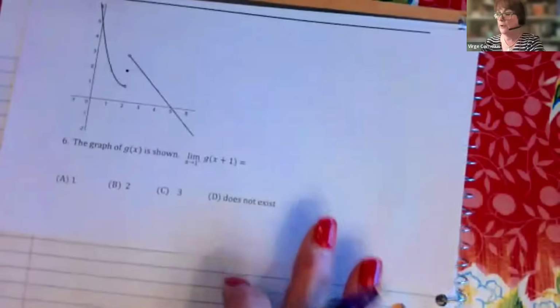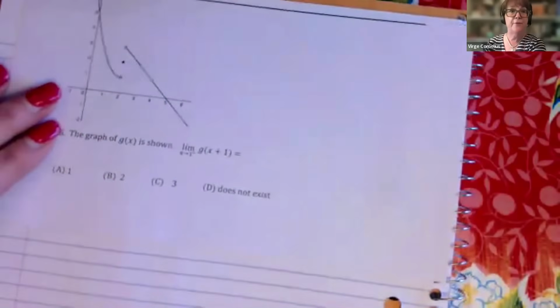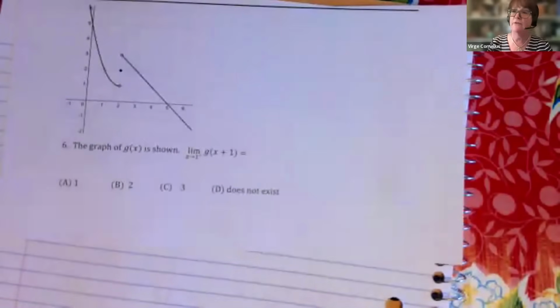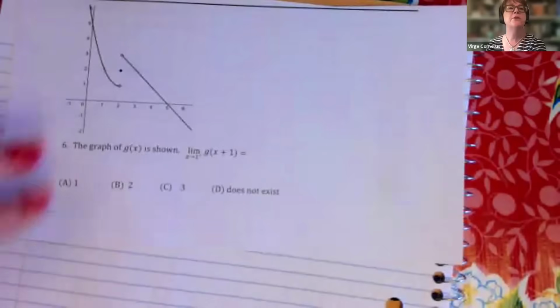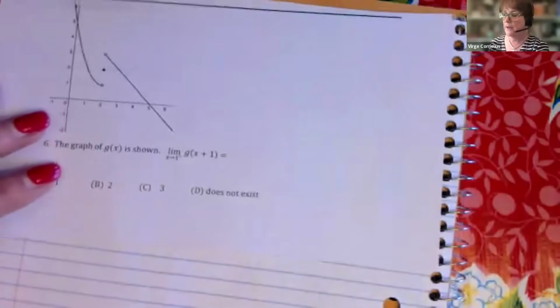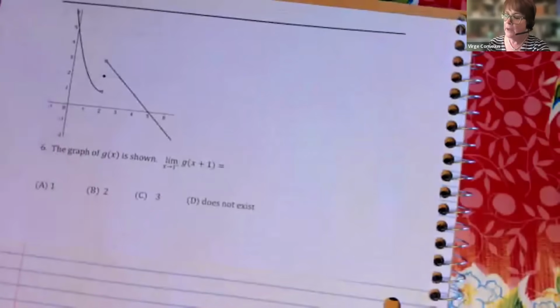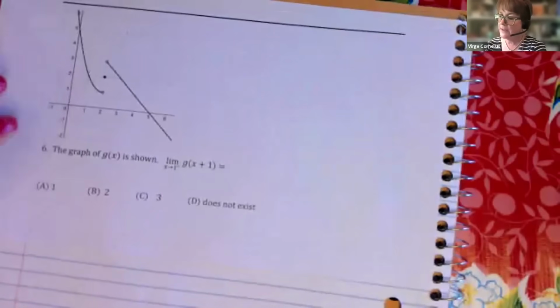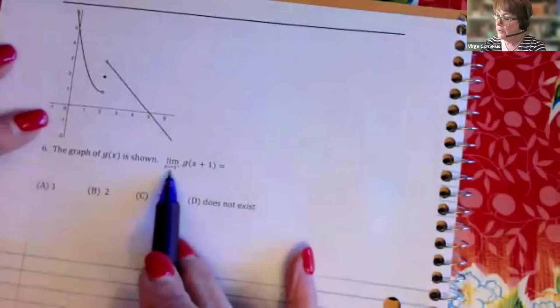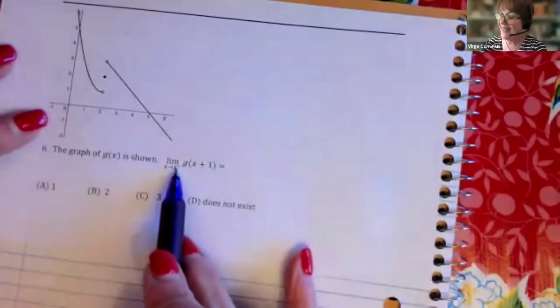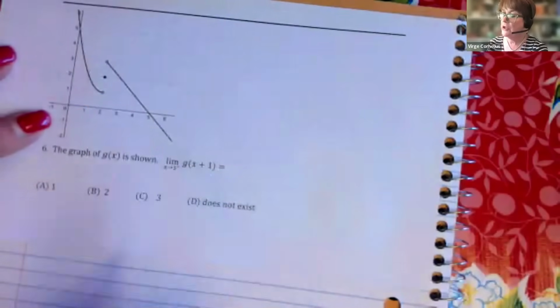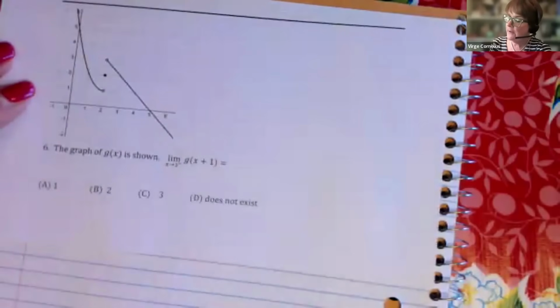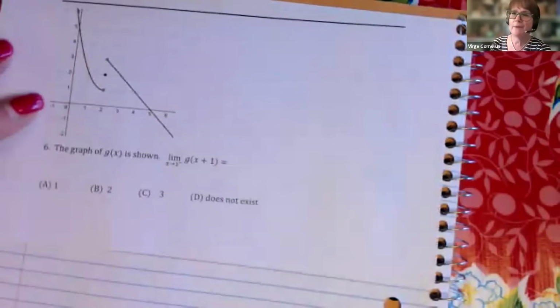This one's quick if you know what to do, so it's a great thing that you're here watching this because if you've never seen something like this before, it won't be quick for you. You'll be stressed out about it. But since you're here, we're going to make it hopefully a little bit more palatable for you. So we've got a graph, and it says the graph of g of x is shown, and we want to know the limit as x approaches 1 from the left of a new function, g of x plus 1. So g of x plus 1, what's going on there, Mark?